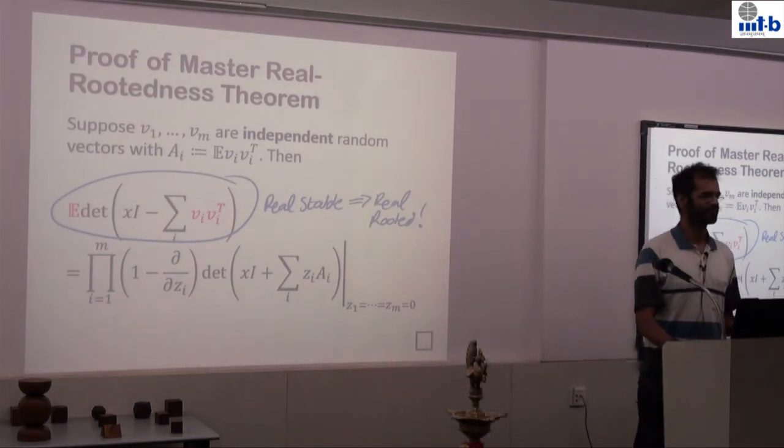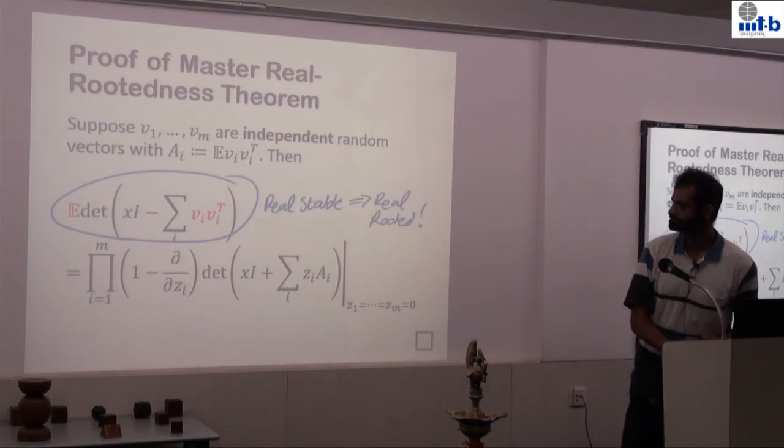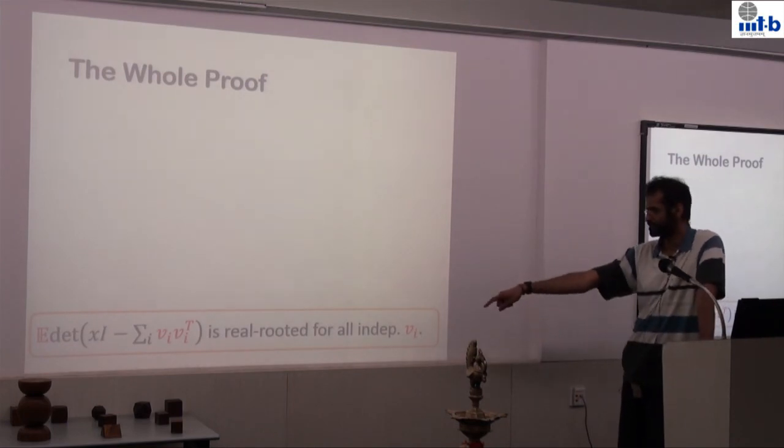That's it, and it fails to be multilinear when you look at 2 columns, right? So that's where the rank 1 comes in. Anyway, so once you have this, you're done, right? So I just proved that all expected characteristic polynomials of sums of independent rank 1 matrices are real rooted.